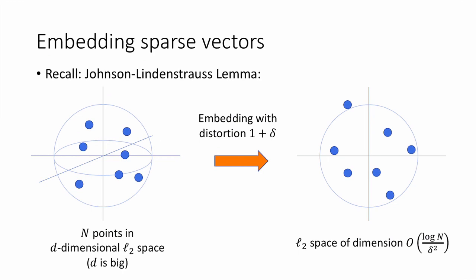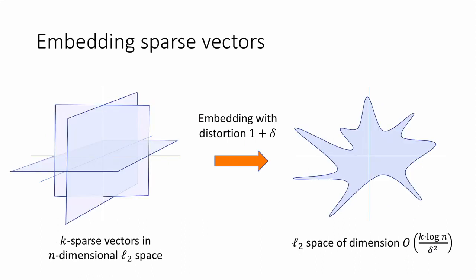The Johnson-Lindenstrauss lemma says that any n-point set in R^d can be embedded in R^m, where m is O(log n / delta^2), with distortion 1 plus delta. That is, we can embed any n-point set in a much lower dimensional space with not too much distortion. Today, we'll encounter a similar phenomenon for embedding sparse vectors in a lower dimensional space.